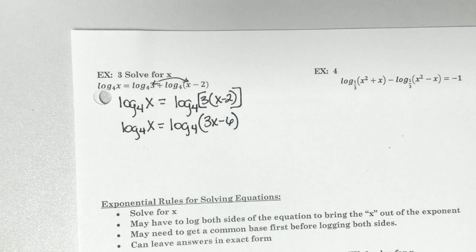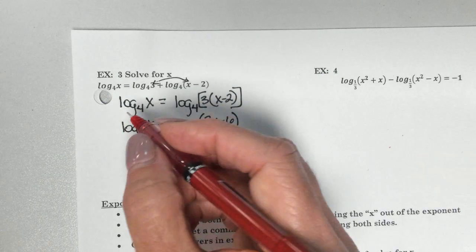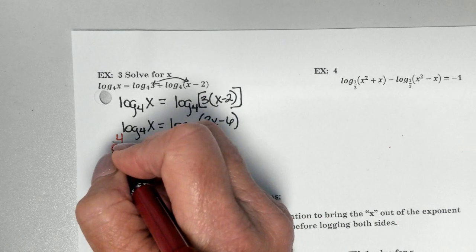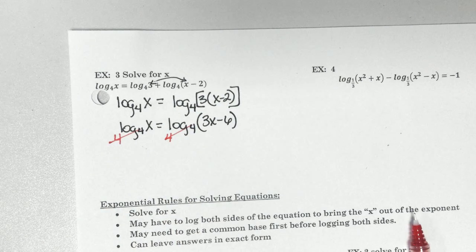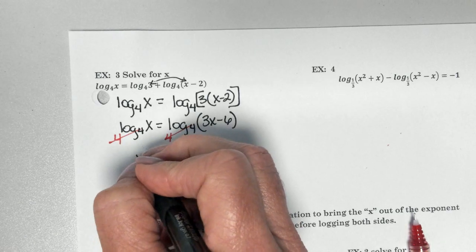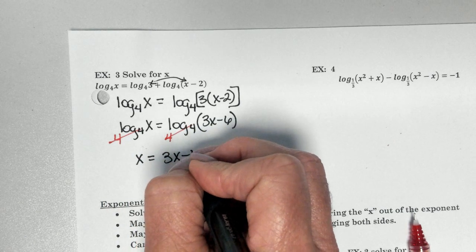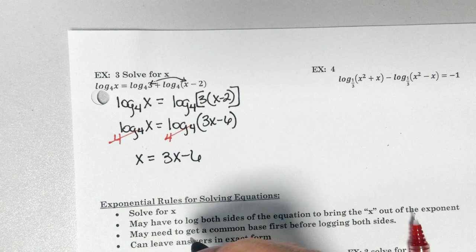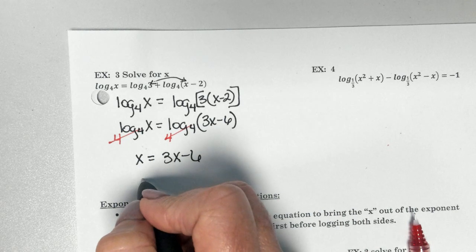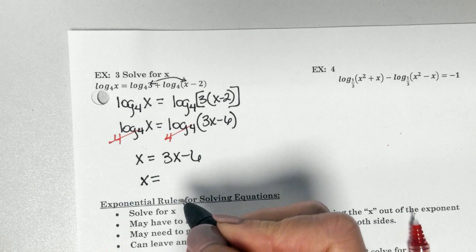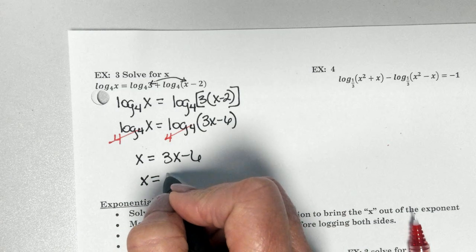All right, now, I have a log on both sides. So guess what I can do? I can still exponentiate both sides with a base of what? What's the base of my log? 4. So I'm going to exponentiate with the base of 4. And those logs are canceling on both sides. You are left with x equals 3x minus 6. Now, you're just flat-out solving for x. 2x is equal to 6, or x is equal to 3.